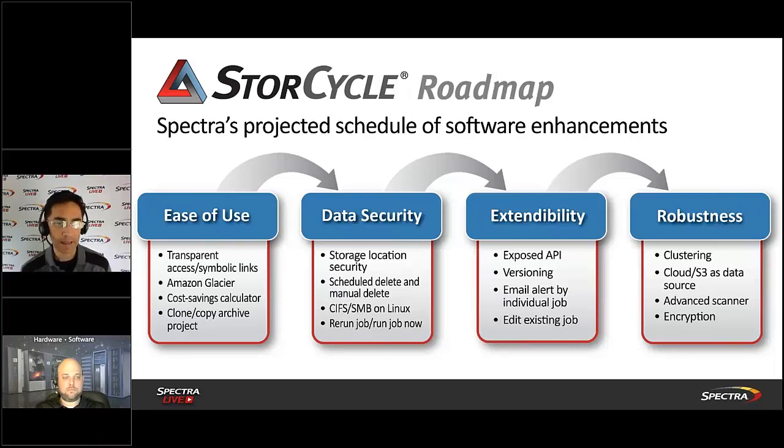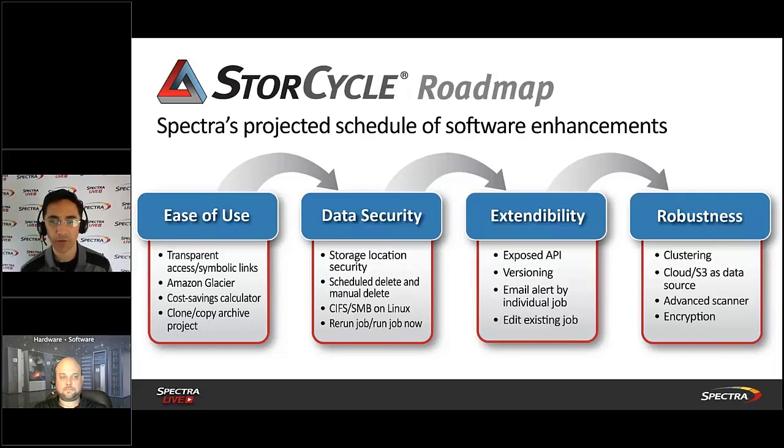The other thing we'll be adding is CIFS or SMB on our Linux version of StorCycle. So right now we support NFS on Linux and CIFS SMB on Windows. And so if you need both of those, you need 2 instances of StorCycle right now. But we'll be adding CIFS SMB support on Linux. So if you need CIFS SMB and NFS support, you can do that all on the Linux version of StorCycle.